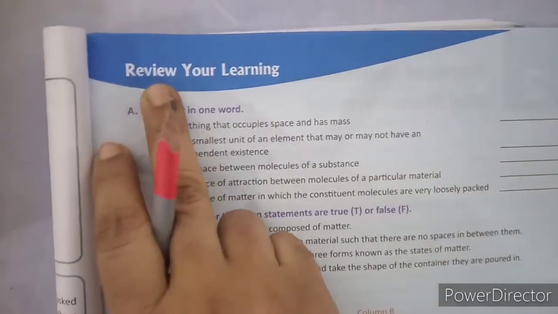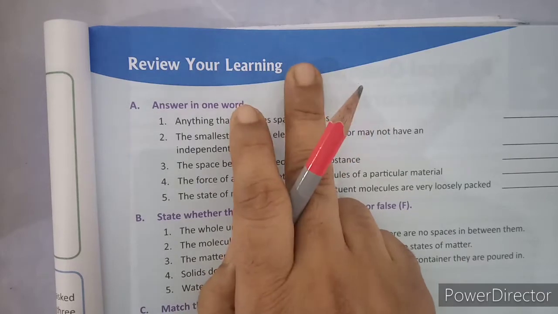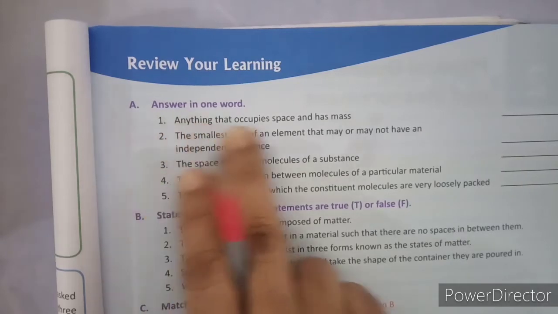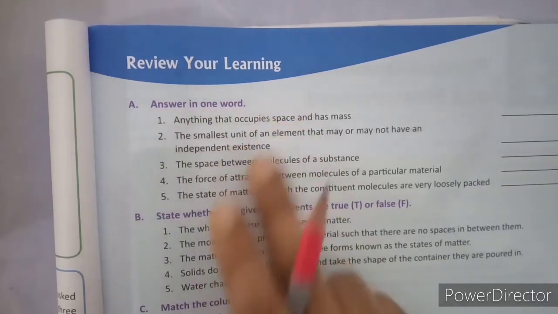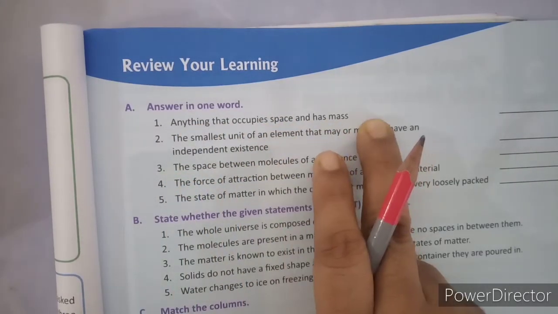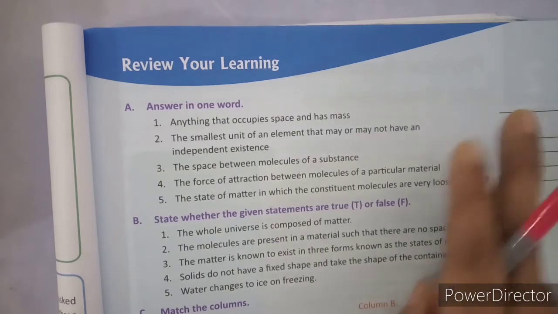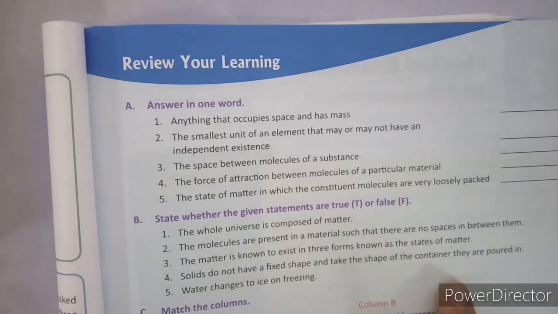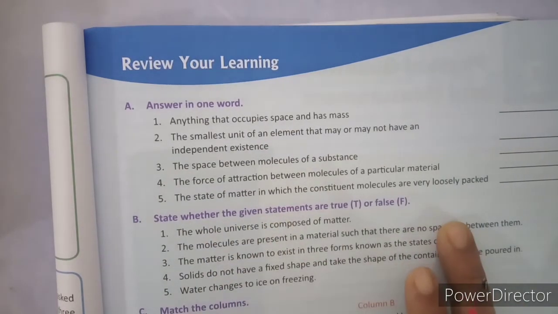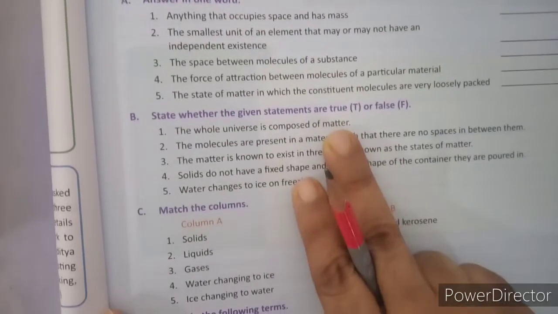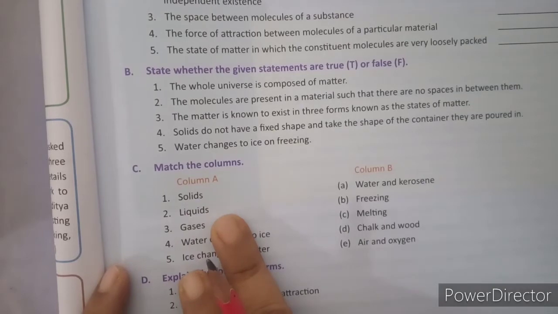Now you have page number 11 with review your learning. So this is the exercise for you. You are given all the statements. You have to write the answer in one word. Suppose the first one is anything that occupies space and has mass is what? Matter. Like that you have to search for the words for these statements. Then you have true or false. Wherever you get the false statement, just make it correct.